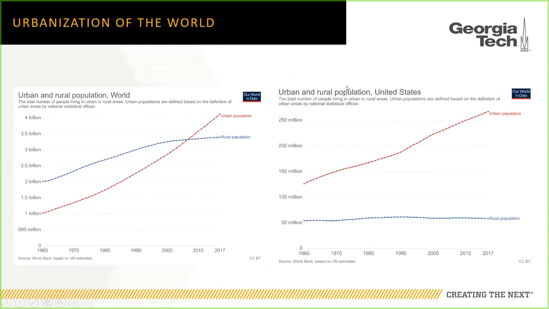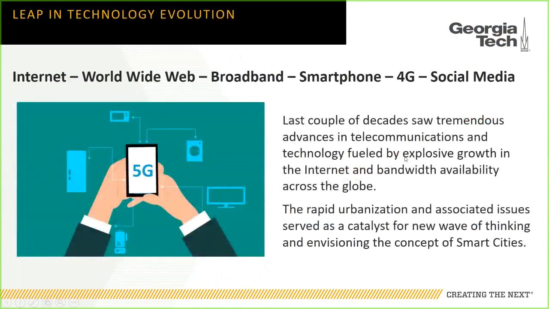So the problems that we face related to urbanization, solutions are always on the board, based on the time period that we're in. But we are at a time when technology is front and center. At the same time, there has been a leap in technology: the internet came about starting in the mid-90s, the World Wide Web, and later broadband, the smartphone evolution, and now LTE, 4G type services, and social media platforms evolving.